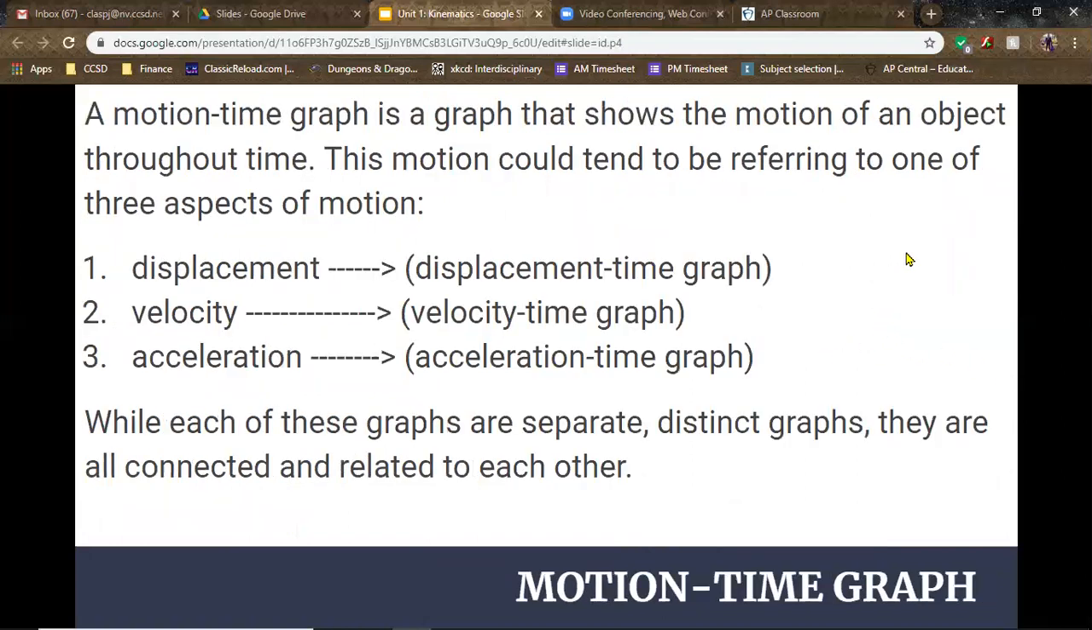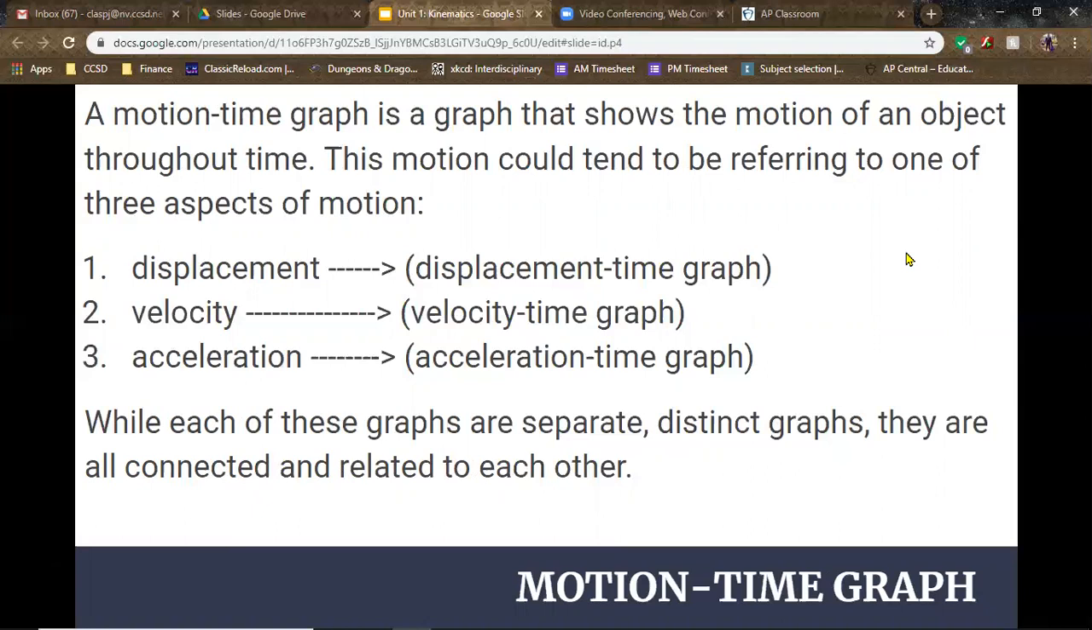All right. Now we're going to move on to motion time graphs. I remember every single one of you love motion time graphs. Hopefully this will be a good review, help you remember some of the stuff. Maybe you'll get some more insight to this. So the idea of a motion time graph is it's just going to help us analyze the motion of an object throughout time. Typically, we're looking at displacement, velocity, or acceleration. So displacement time graphs, velocity time graphs, or acceleration time graphs.